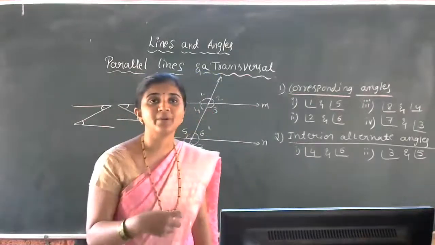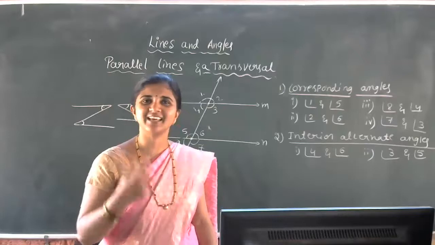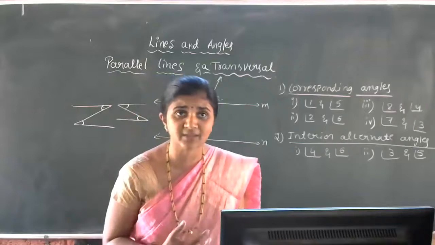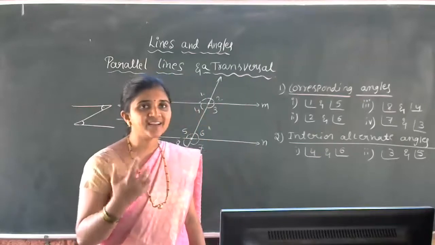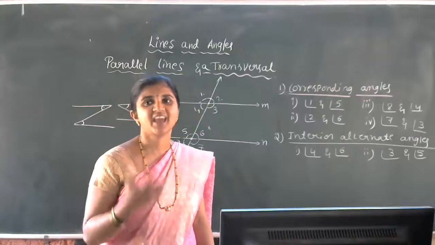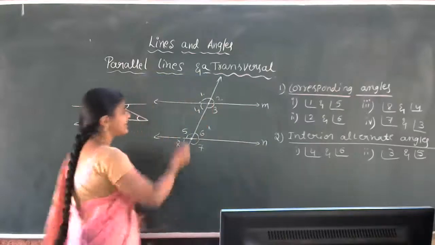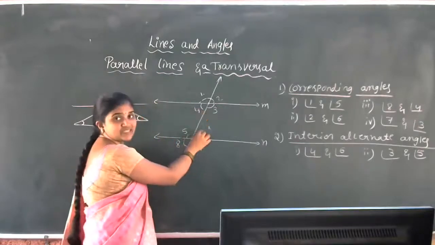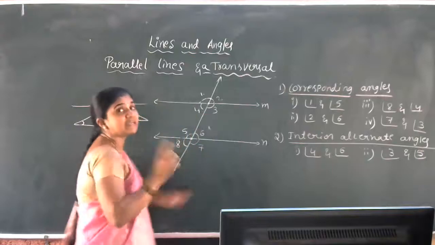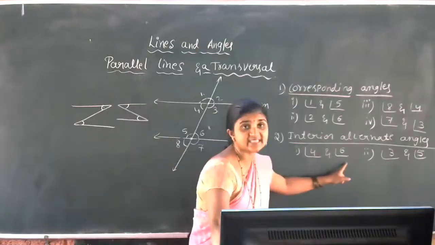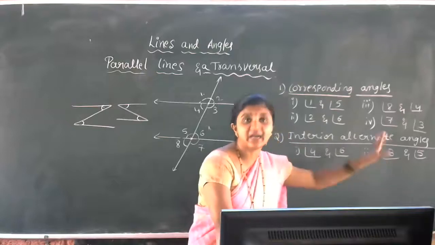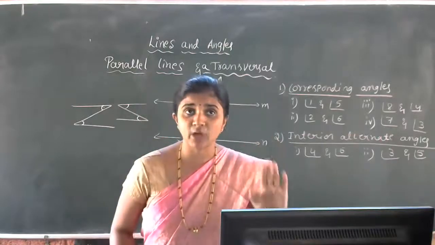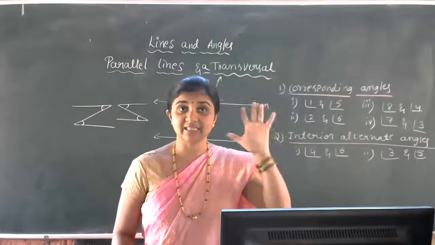Now, what is the property of interior alternate angles? What relationship can we observe in the interior alternate angles? Interior alternate angles are always equal. Very good. If this one is 60 degrees, this is also 60 degrees. Interior alternate angles are always equal. 4 and 6 are equal. 3 and 5 are equal. These are very important properties related to parallel lines and a transversal: interior alternate angles, Z-shaped angles.